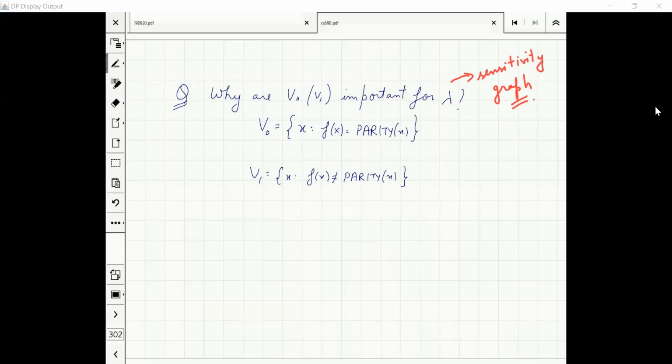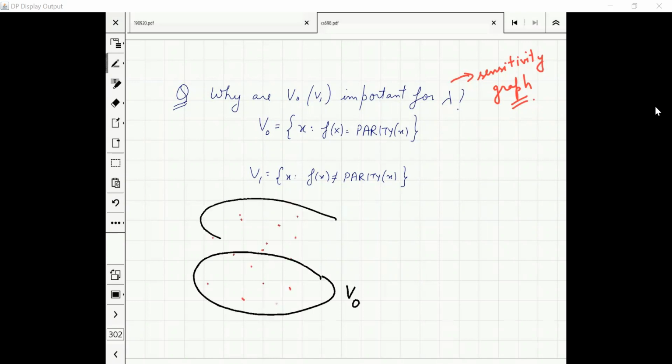Actually, you know what the sensitivity graph is? You have the Boolean hypercube. You pick V0 and V1. In V0 you take all the edges of the Boolean hypercube inside V0. You take all the edges of the Boolean hypercube inside V1. There are no edges between V0 and V1. This is your sensitivity graph.